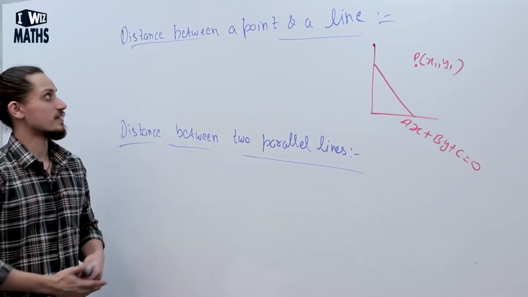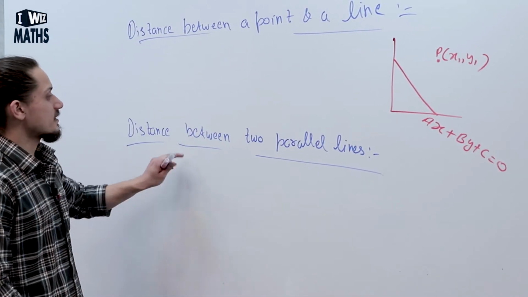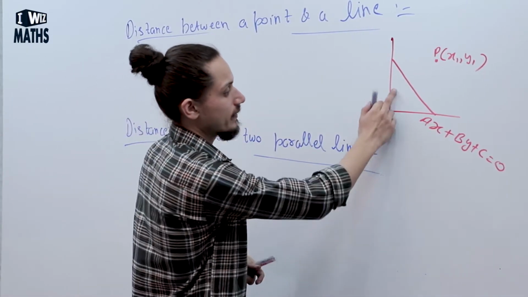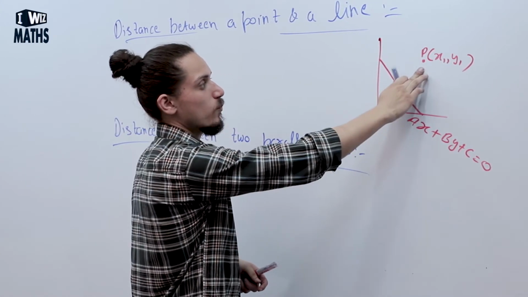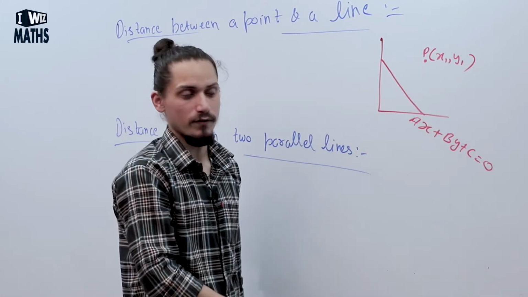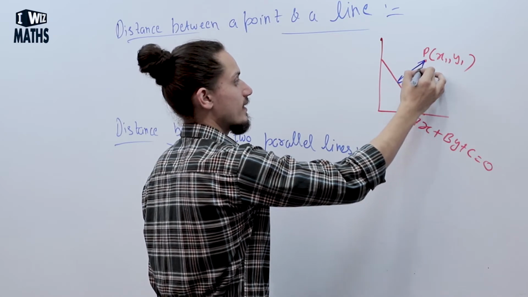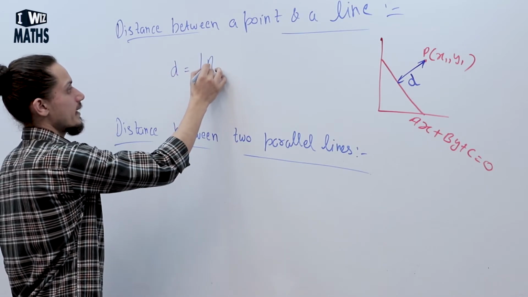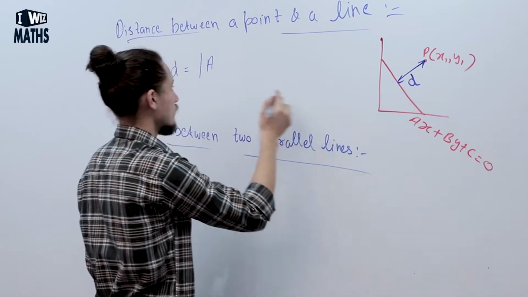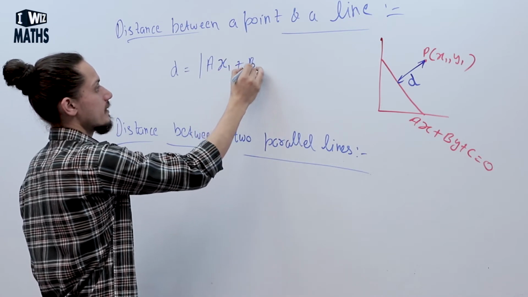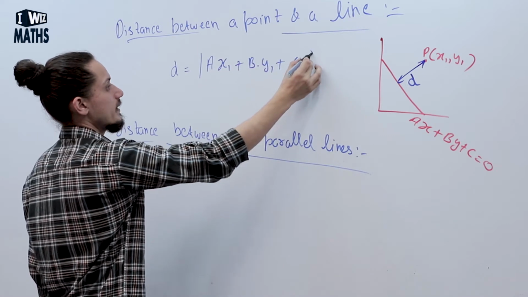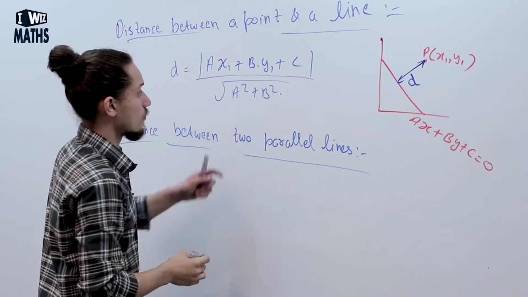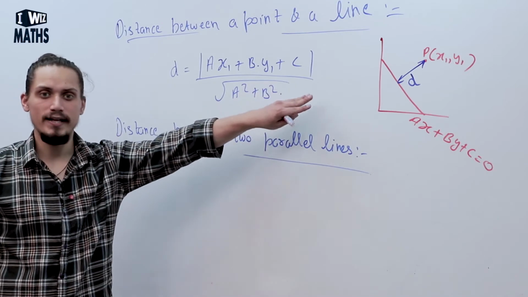Now the next topic is distance between a point and a line and distance between two parallel lines. First one is distance between a point and a line. Say we have a line ax plus by plus c and point P with the coordinates x1 and y1. So the distance between this point and this line, say d, is given as d is equal to mod of a into x1 plus b into y1 plus c upon under the root a square plus b square. This is the formula to find distance between a point and a line.